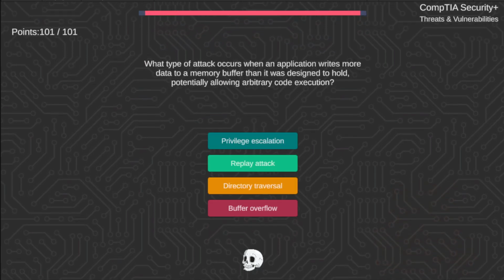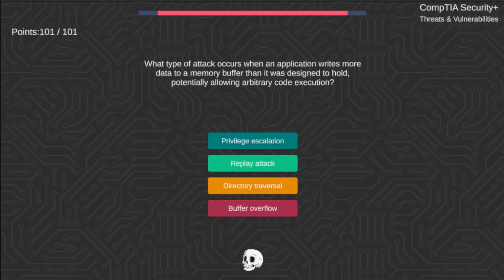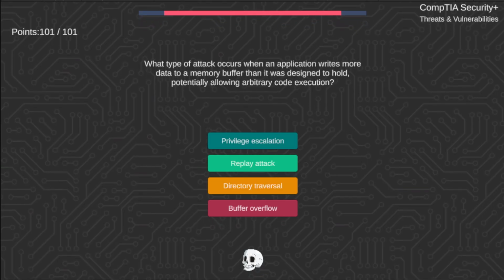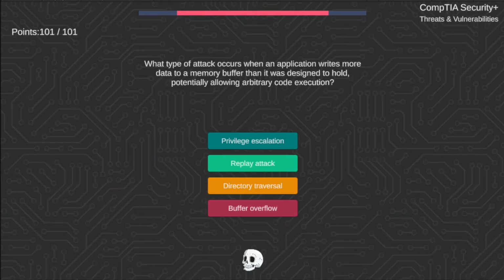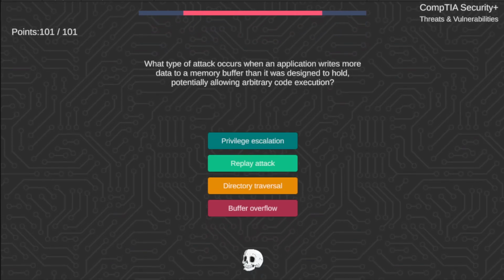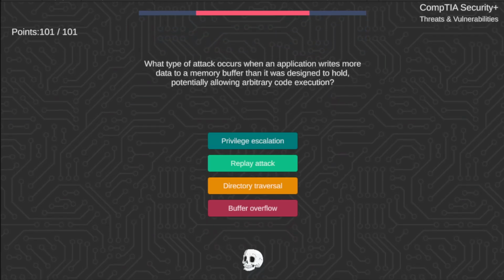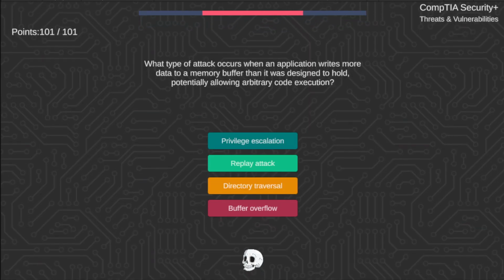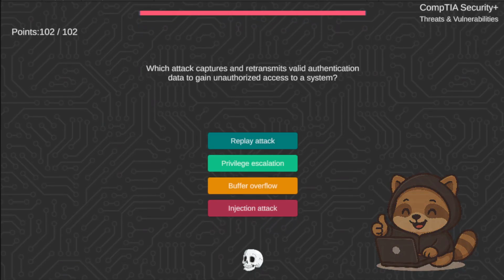What type of attack occurs when an application writes more data to a memory buffer than it was designed to hold, potentially allowing arbitrary code execution? Privilege escalation, replay attack, directory traversal, or buffer overflow? More data to a memory buffer than it was designed to hold. Correct answer is a buffer overflow.